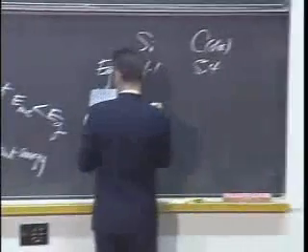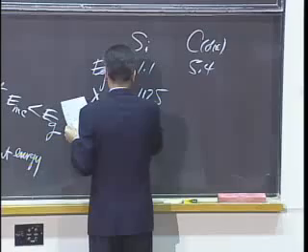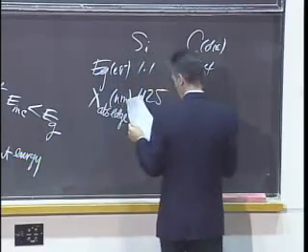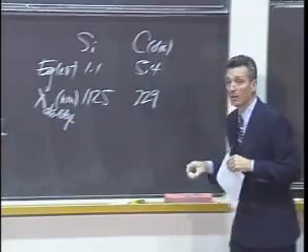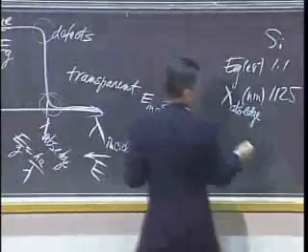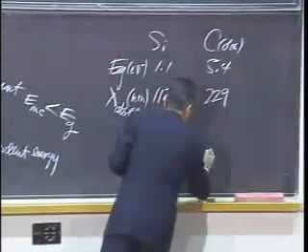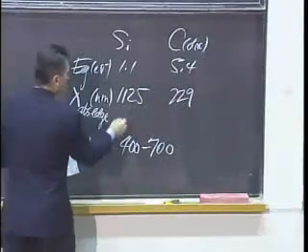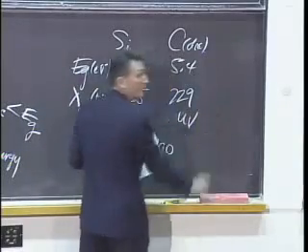For silicon, it's way out in the infrared. It's 1125, I'm going to use these ugly units, nanometers. And diamond is down at 229 nanometers. And where's visible light? Visible light is, in round numbers, 400 to 700 nanometers. So you can see that this is out in the IR, and this is down in the UV.